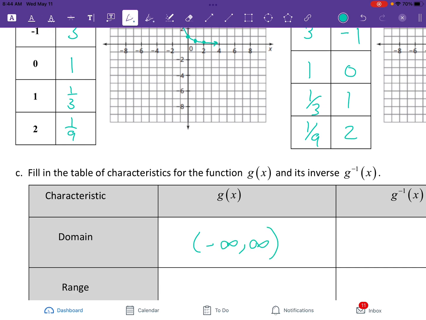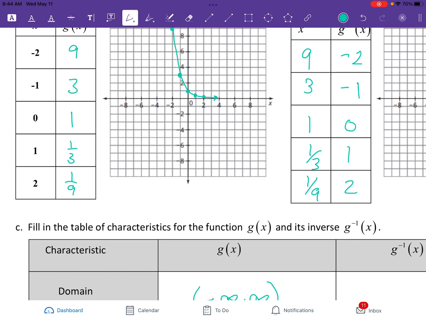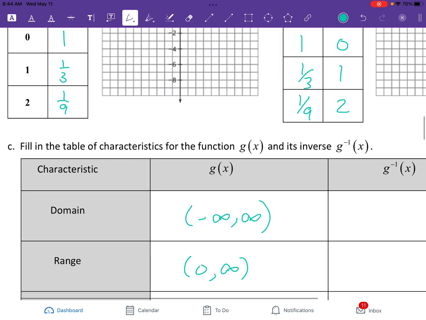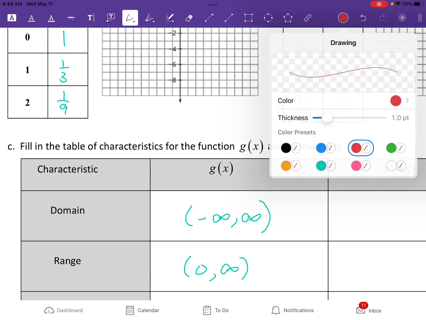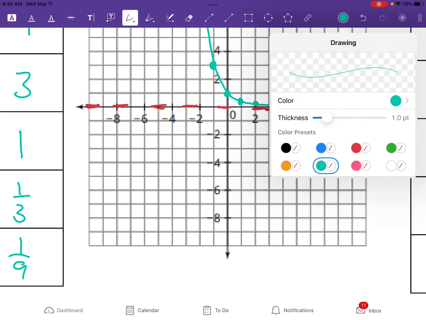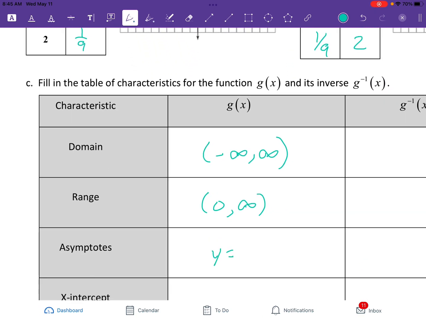All right, next we're going to do the range, going from the bottom to the top. The graph here doesn't start from the bottom up until it hits 0, and then it keeps going up. So our range is going to be from 0 to infinity. The asymptotes, like before, and I'll draw it in here. The asymptote is on the x-axis, so that's why the graph has a range of 0 to infinity, because it doesn't go below the x-axis. So our asymptote equation, again, like before, is y equals 0, just like the one above.